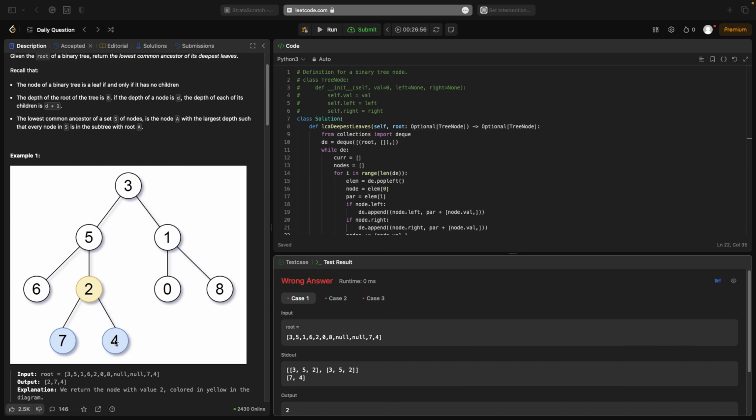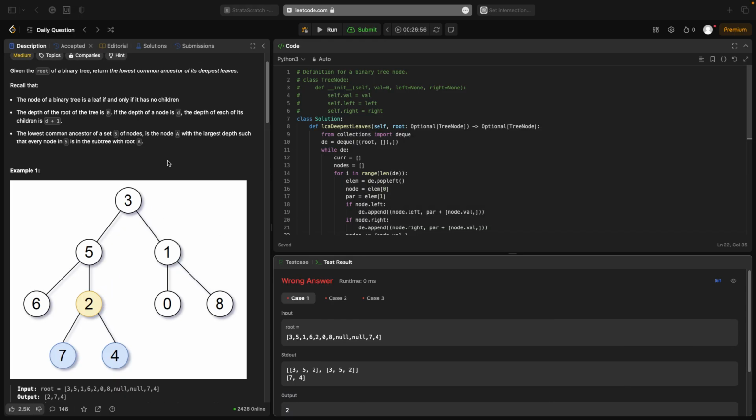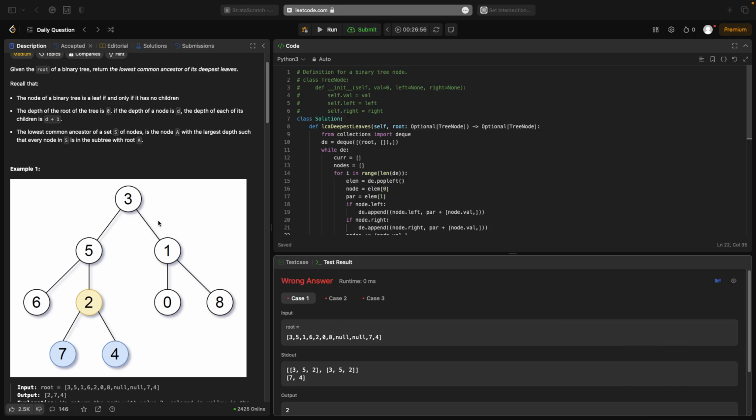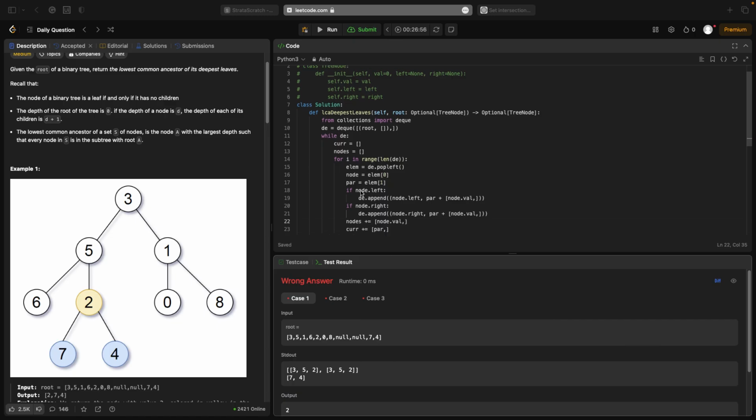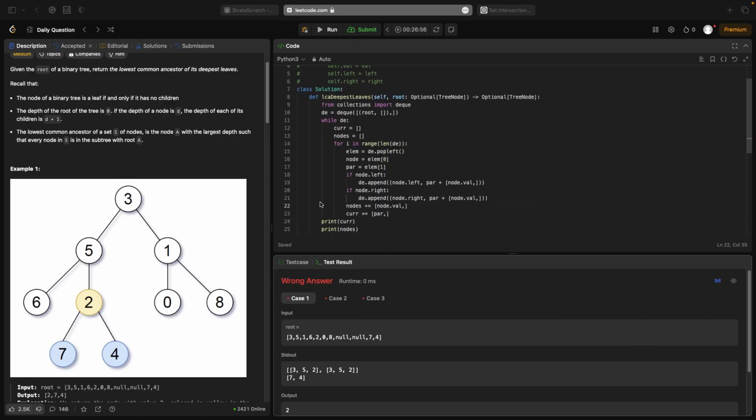So intuitively, what I first tried was to do a level order traversal. The idea is to go down the tree level by level, and keep track of the lowest level and the leaves at that level. How I did this is by using a level order traversal with a double-ended queue. I also keep track of the parents.